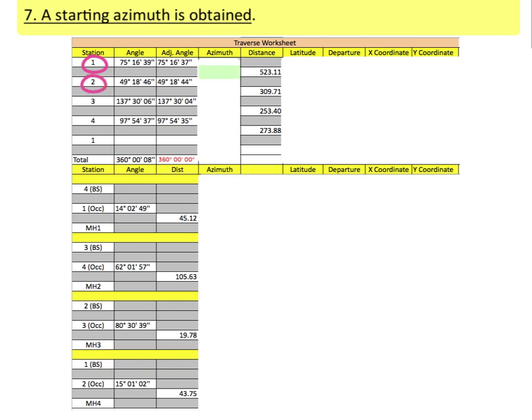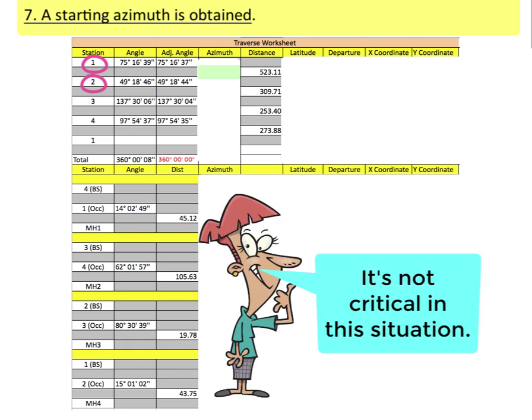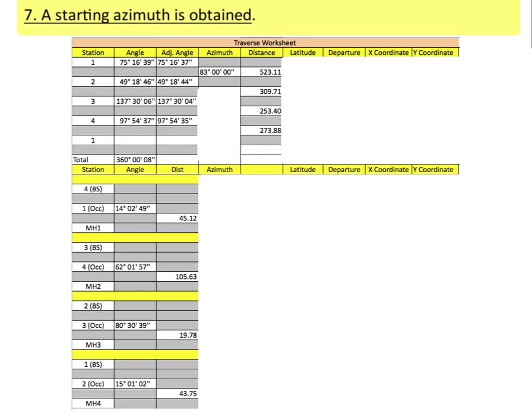The starting azimuth could be obtained from a compass reading, solar observation, or a guess. A guess would suffice. The basis of the azimuth is not critical in this situation. A starting azimuth of 83 degrees will be used based on a compass bearing.